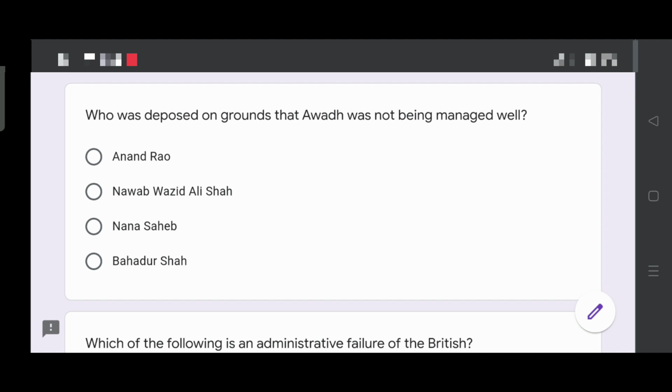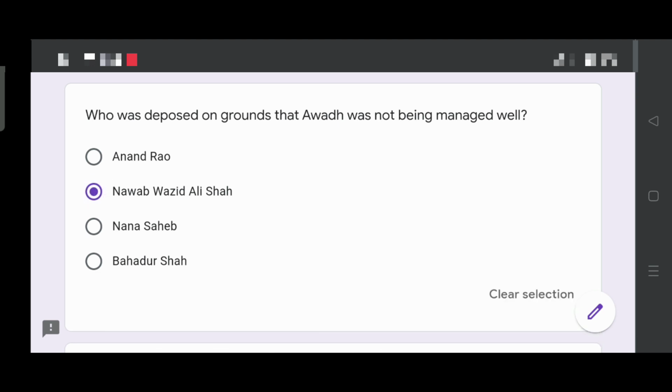Who was deposed on grounds that Awadh was not being managed well? Anand Rao, Nawab Wajid Ali Shah, Nana Sahib, Bahadur Shah. Nawab Wajid Ali Shah, on 7th February 1856, was deposed on grounds that Awadh was not being managed well.